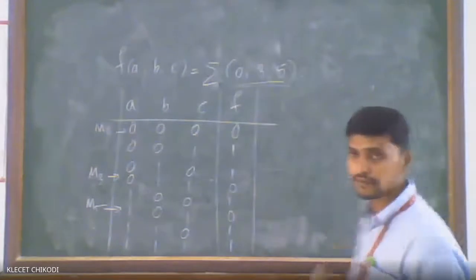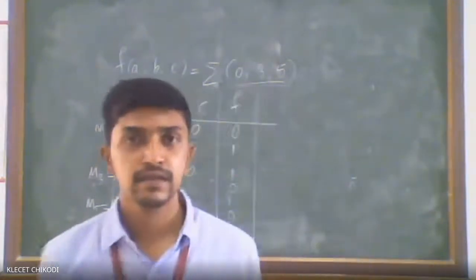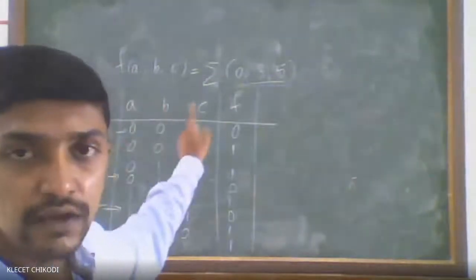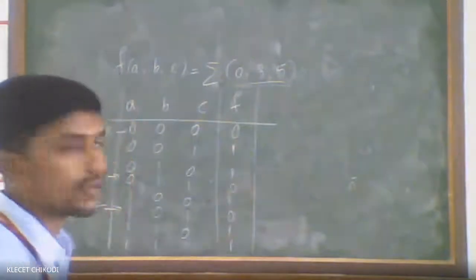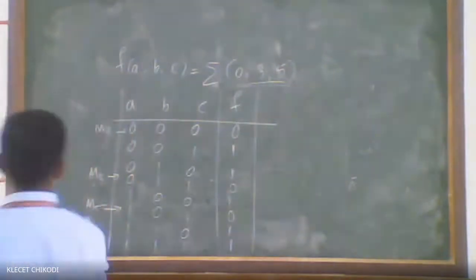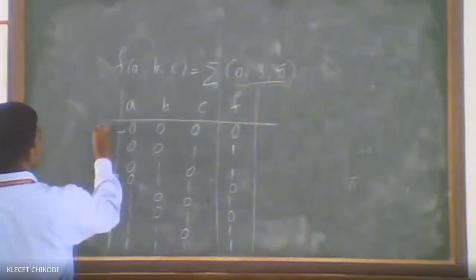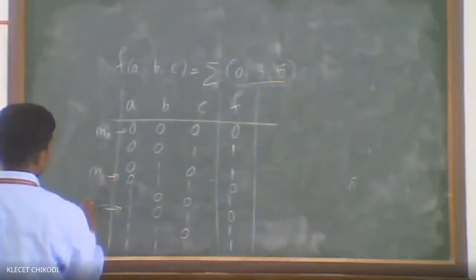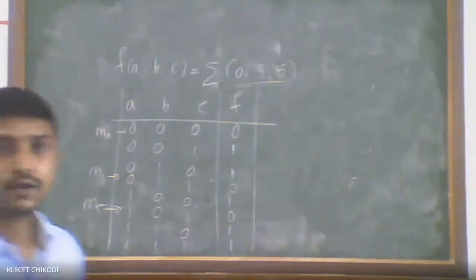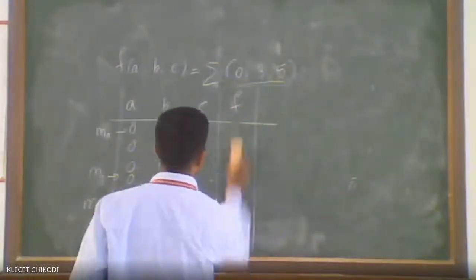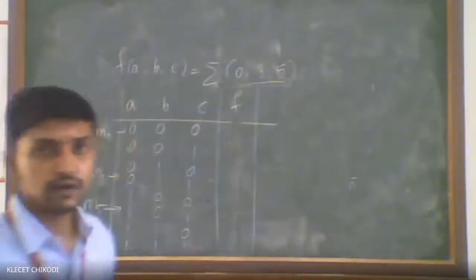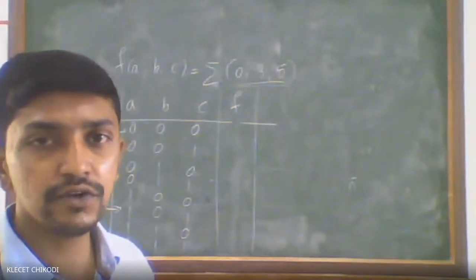0, 3 and 5. Anybody? Min terms. Correct. If instead of Π we are considering the sigma value, then those are the min terms. So instead of capital M0, M3, M5, we have to write here the small m0, m3 and m5. Once we get the min terms, again we have to write down the truth table for the function value.